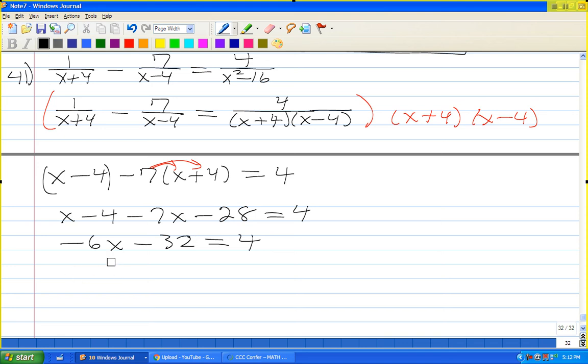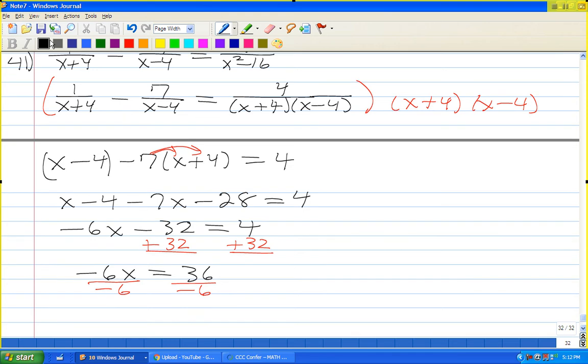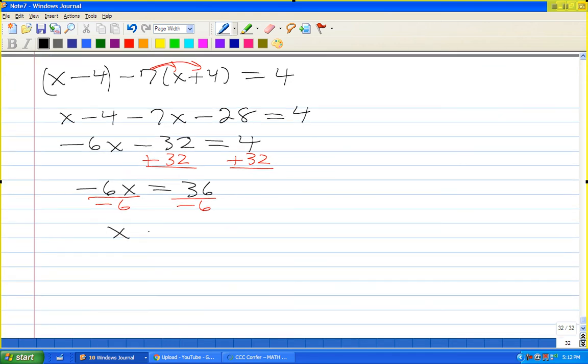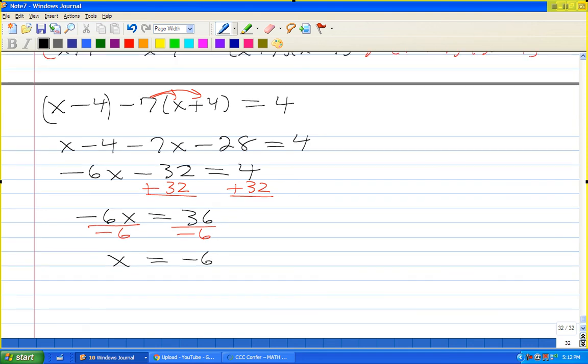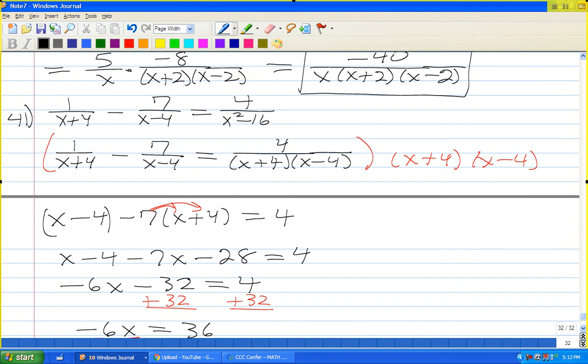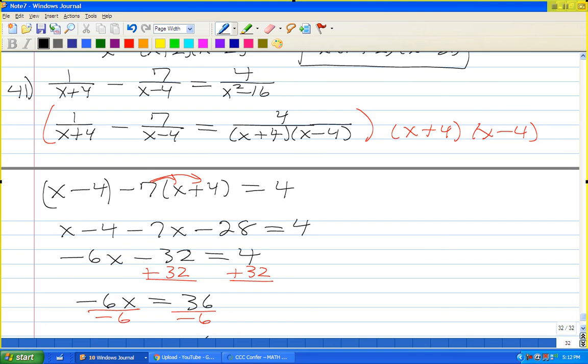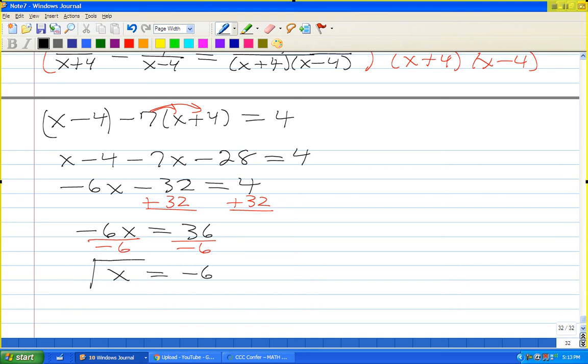Add 32 to both sides of my equation. So negative 6x is equal to 36. Divide both sides of my equation by negative 6. So x is equal to negative 6. Since I'm not dividing by 0 when x is negative 6, negative 6 plus 4 is not 0, negative 6 minus 4 is not 0, negative 6 squared minus 16 is not 0, then x equaling negative 6 is a solution.